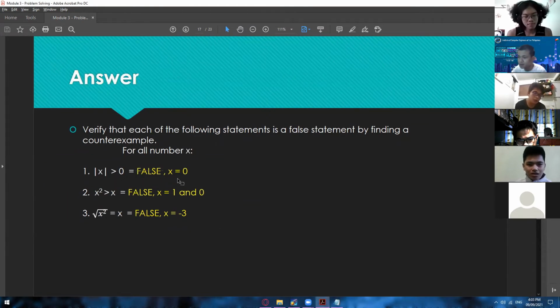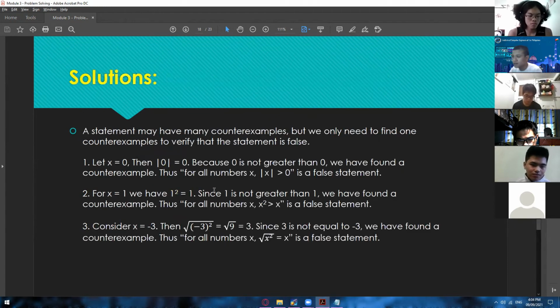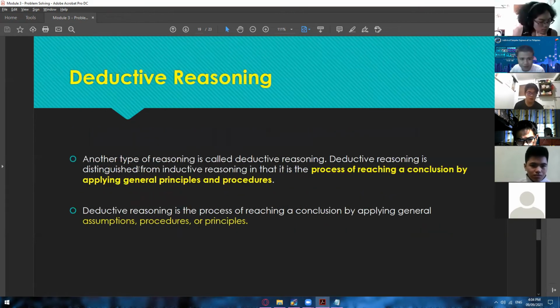Here are some of the answers. This one is false since if x is 0, it is not true all the time. The same with number 2: just by answering 1 or 0 for x, it is not true all the time anymore. For number 3, we have -3. Here are their explanations, so just read them. Let's now proceed to deductive reasoning. The main difference of inductive versus deductive reasoning.